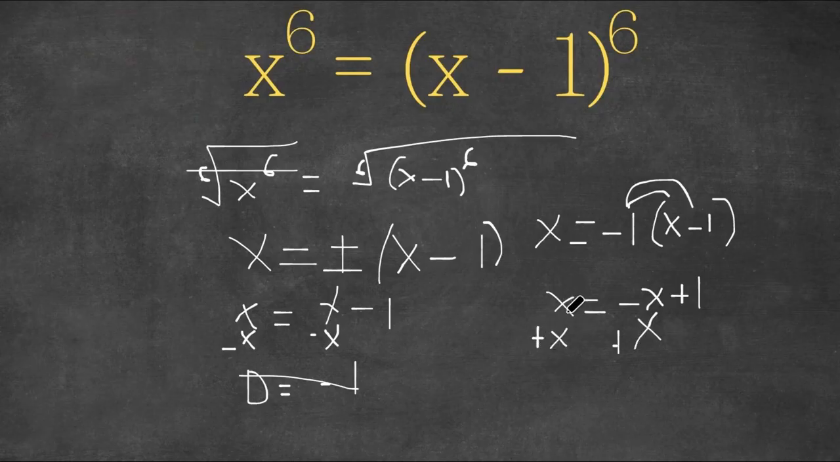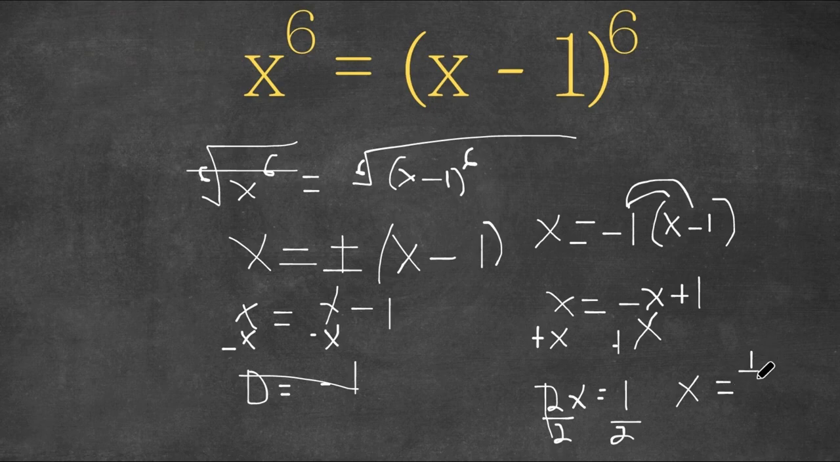And x plus x is 2x equals 1. And now to isolate x, we're going to divide by 2 on both sides. These two cancel out, so we're simply left with x equals 1/2. And this is our answer to this equation.